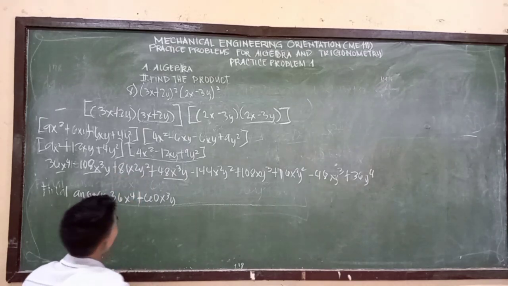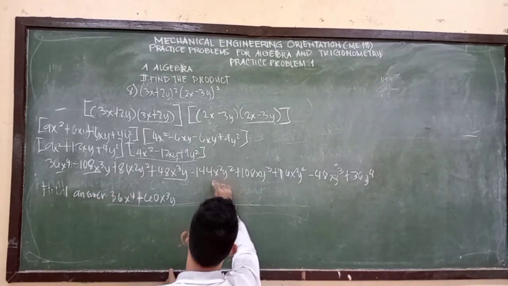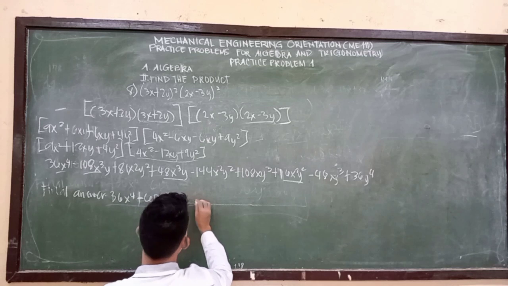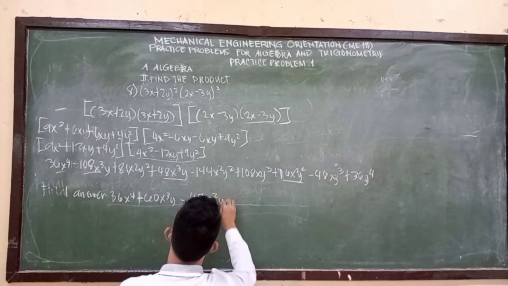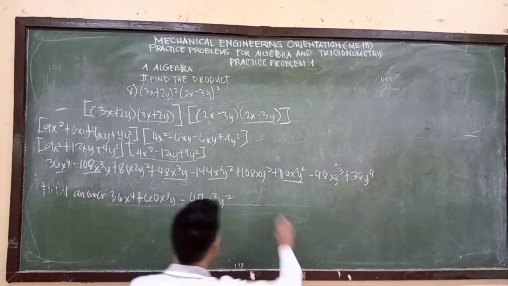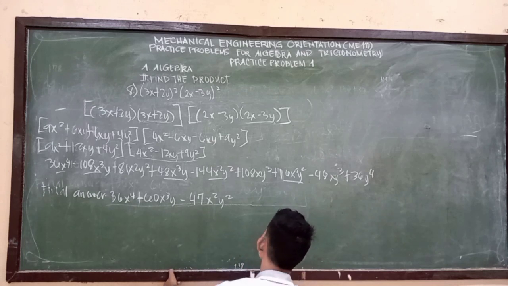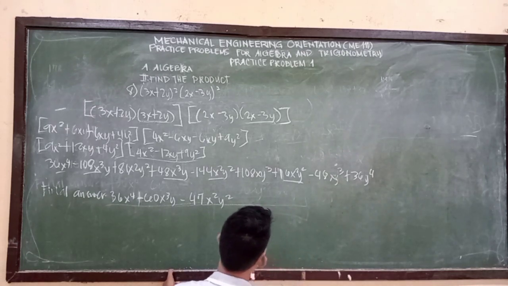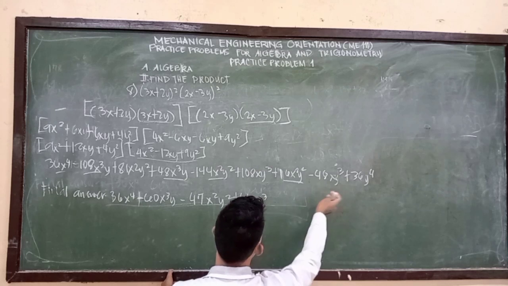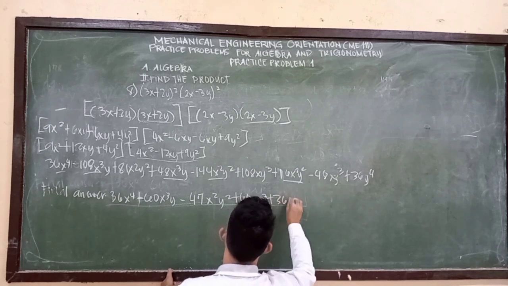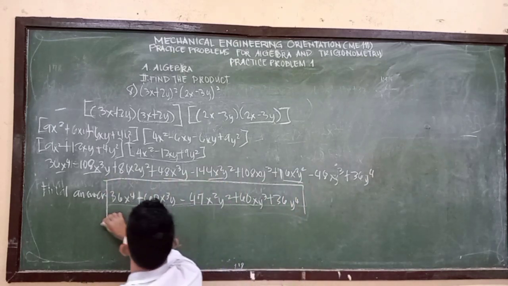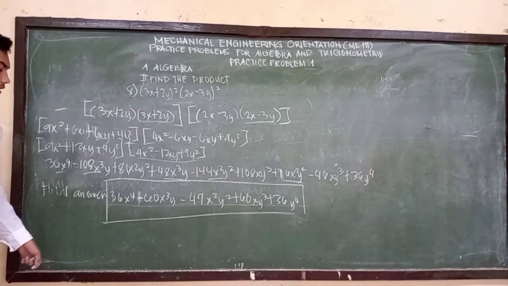Now, 81x squared y squared minus 144x squared y squared plus 16x squared y squared will give us negative 47x squared y squared. 108xy cubed minus 48xy cubed will give us positive 60xy cubed, and then copy 36y to the fourth. So now here is our final answer, 36.